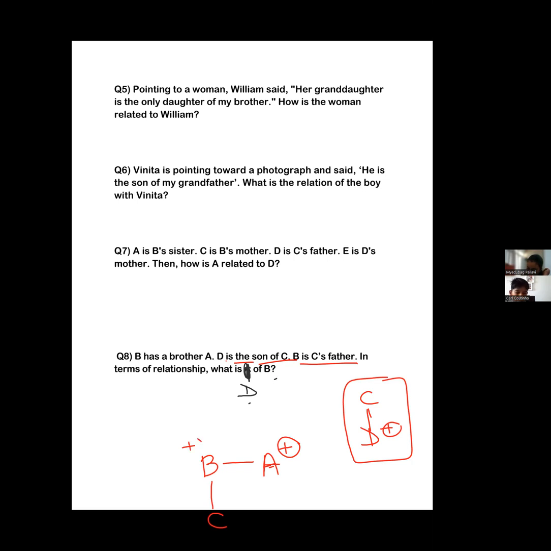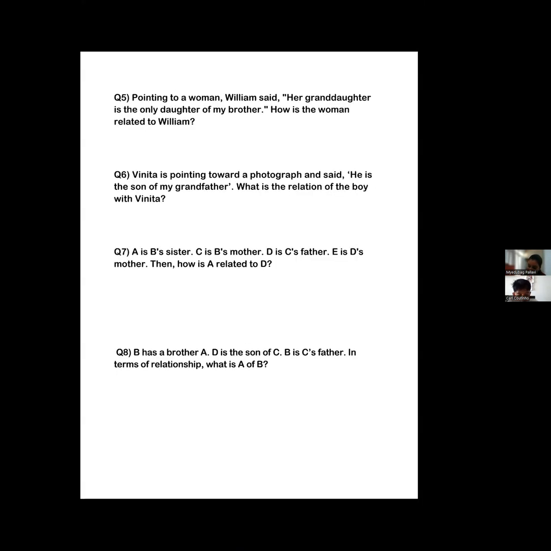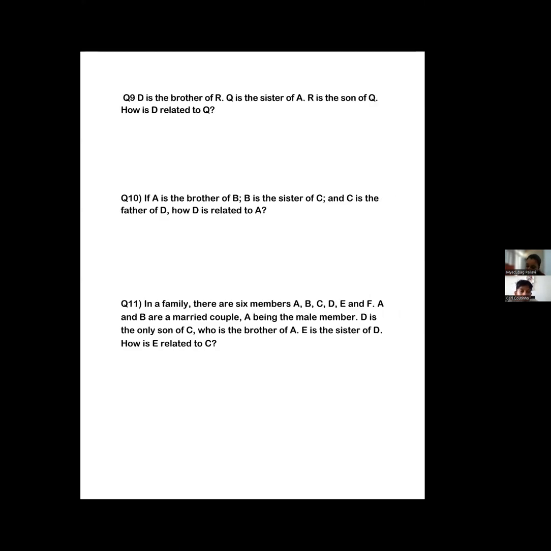B is C's father. That means B will be male. And this we know that D is C's son, so it will come here. Now what is D? D is the grandson of B. I hope you have drawn it the same. Yes. Okay, let's try the next one.